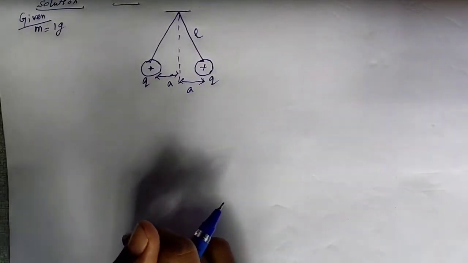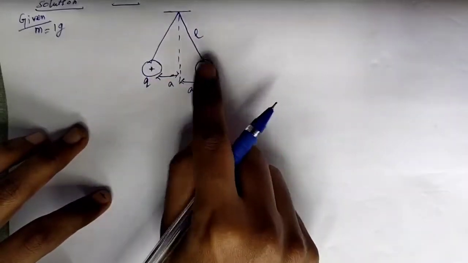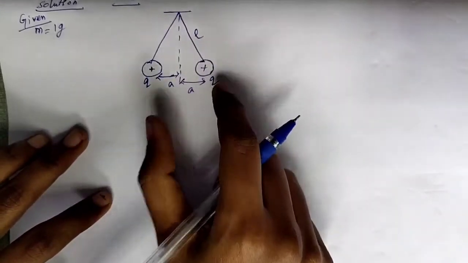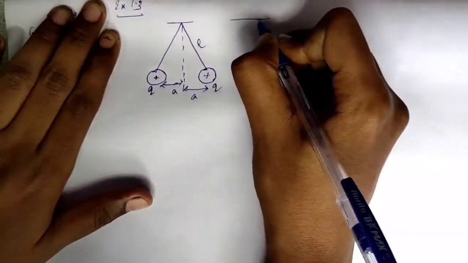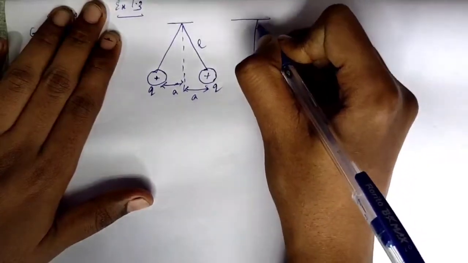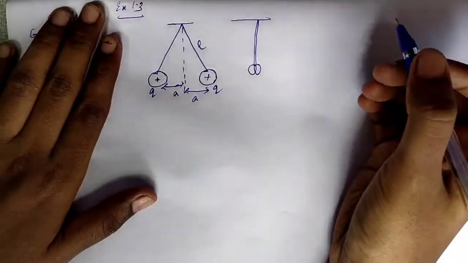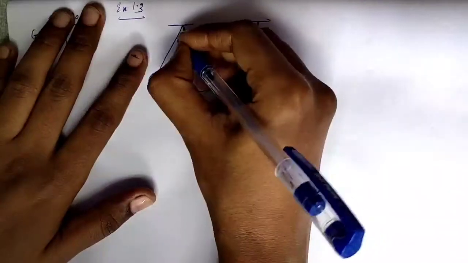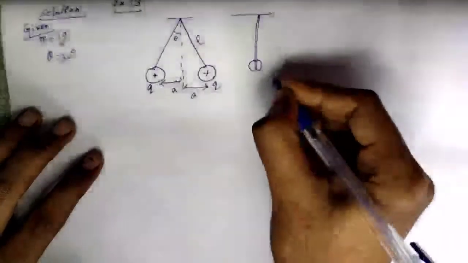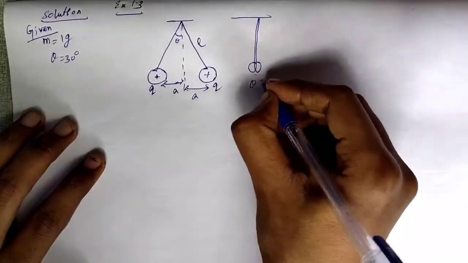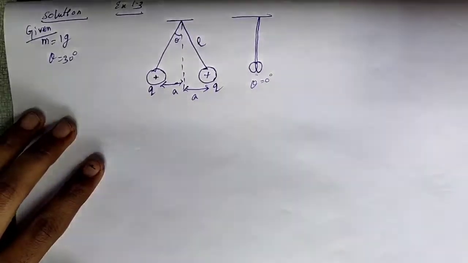Now we are going to see another exceptional case. Here two spheres have charge. If they are uncharged, which means neutral, the spheres are in this position because that angle is 0. Here theta is given as 30 degree, but if it is neutral, the angle is theta equal to 0 degree.